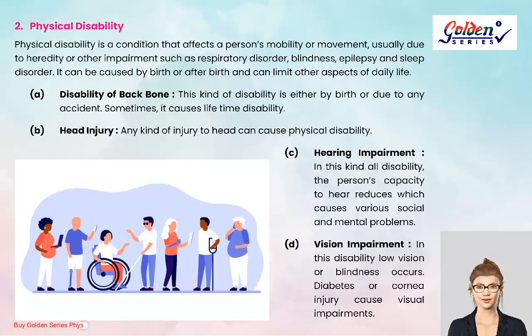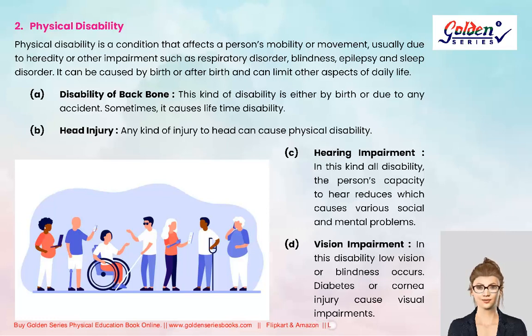Number 2. Physical disability. Physical disability is a condition that affects a person's mobility or movement, usually due to heredity or other impairments such as respiratory disorder, blindness, epilepsy, and sleep disorder. It can be caused by birth or after birth and can limit other aspects of daily life. A. Disability of backbone. This kind of disability is either by birth or due to any accident. Sometimes, it causes lifetime disability.